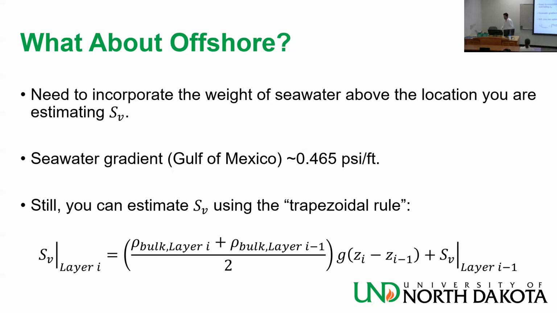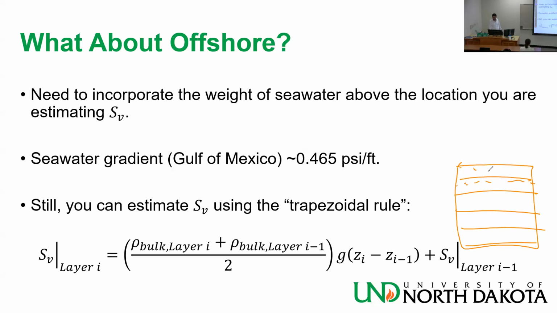This equation, I put it here because of what you will see, I think, in homework 1. Basically you have layers, but you are given the depth at the middle of each layer, at the midpoint of each layer. So you need to use the trapezoidal rule shifted. So basically, rock bulk density of layer i and layer i minus 1, times G times Z_i minus Z_i minus 1. So you took the average of the two layers.